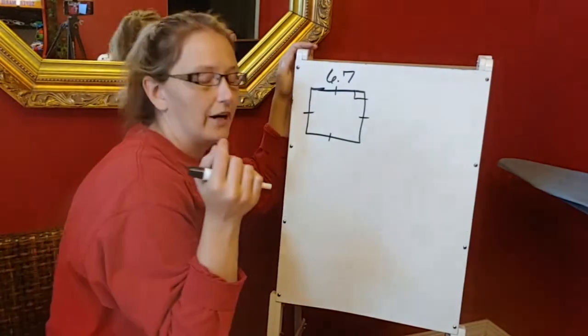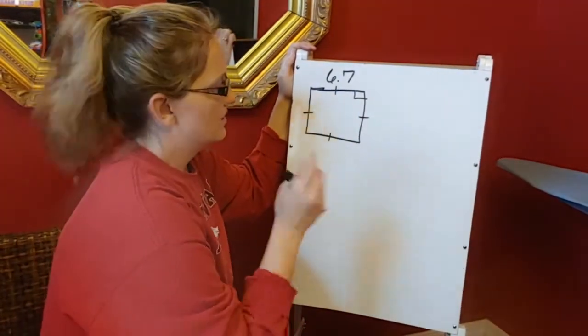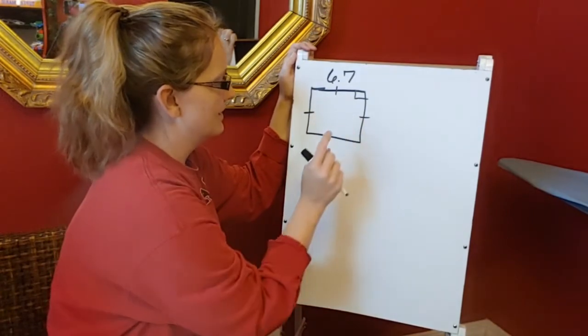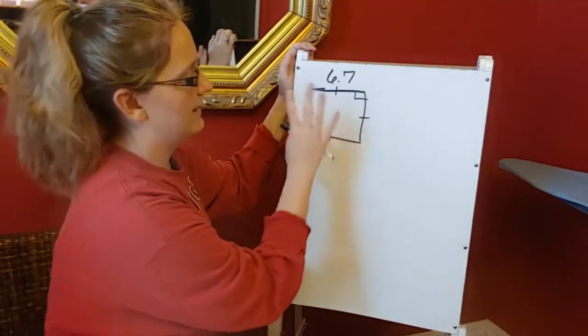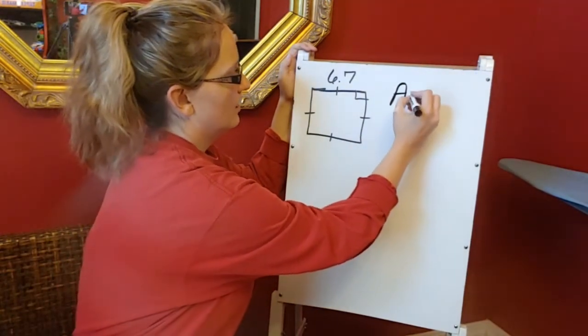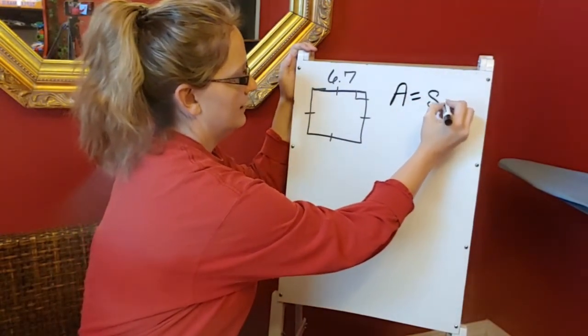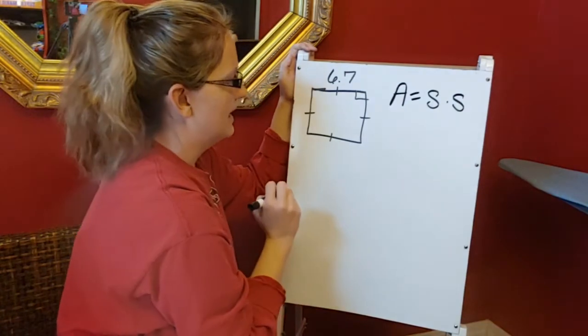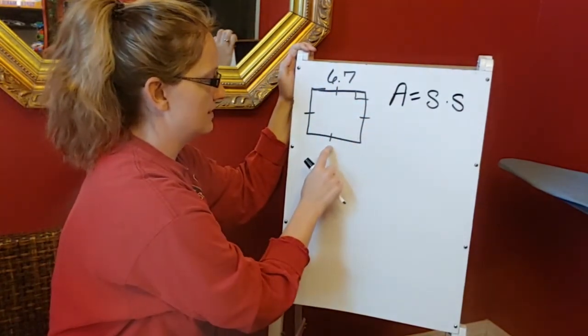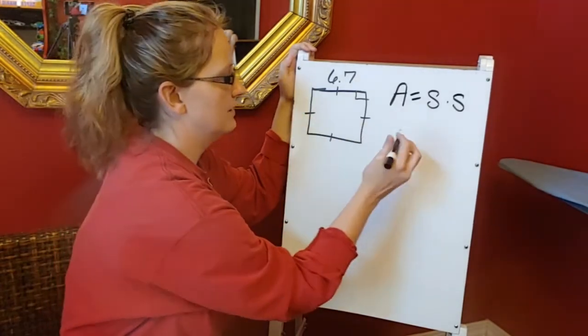Okay, next we have a square. I know this is a square because it has a right angle here, and all of the sides are the same, and so I know there are 4 right angles, 4 equal sides. One side is 6.7. If you're finding the area of a square, it's just side times side. So if this is 6.7, I know this is 6.7, this is 6.7, and that's 6.7.